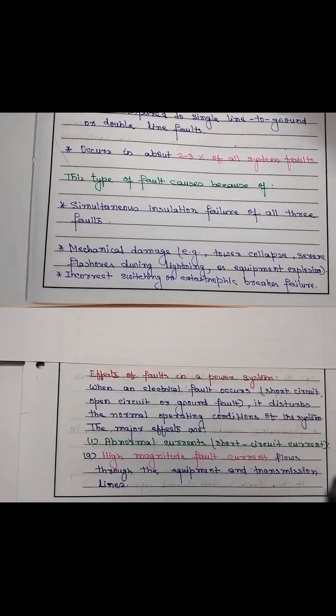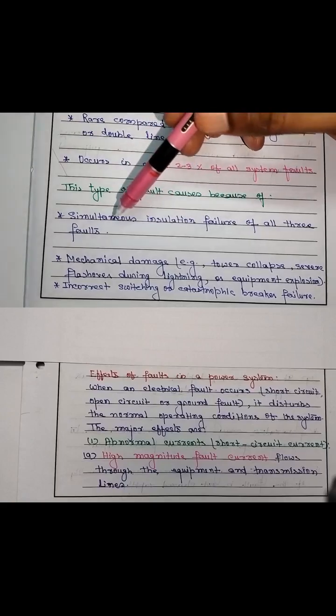Next topic: this type of fault is caused by, first, simultaneous insulation failure of all three phases. It occurs whenever the insulation of all three phases fails. Next cause is mechanical damage, for example a tower collapse, severe flashover during lightning, or an equipment explosion.